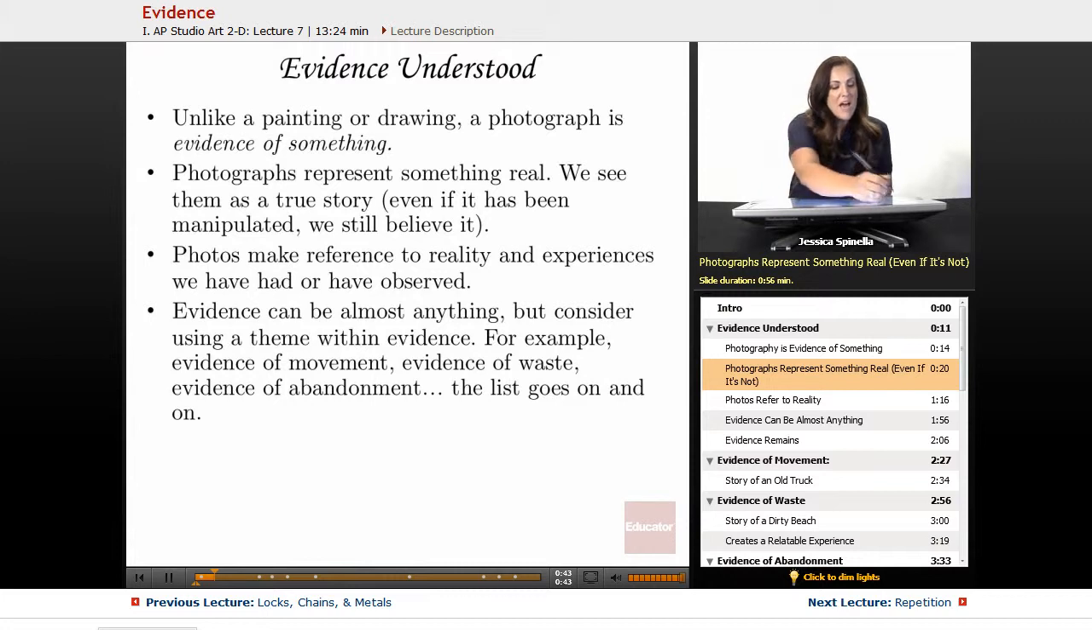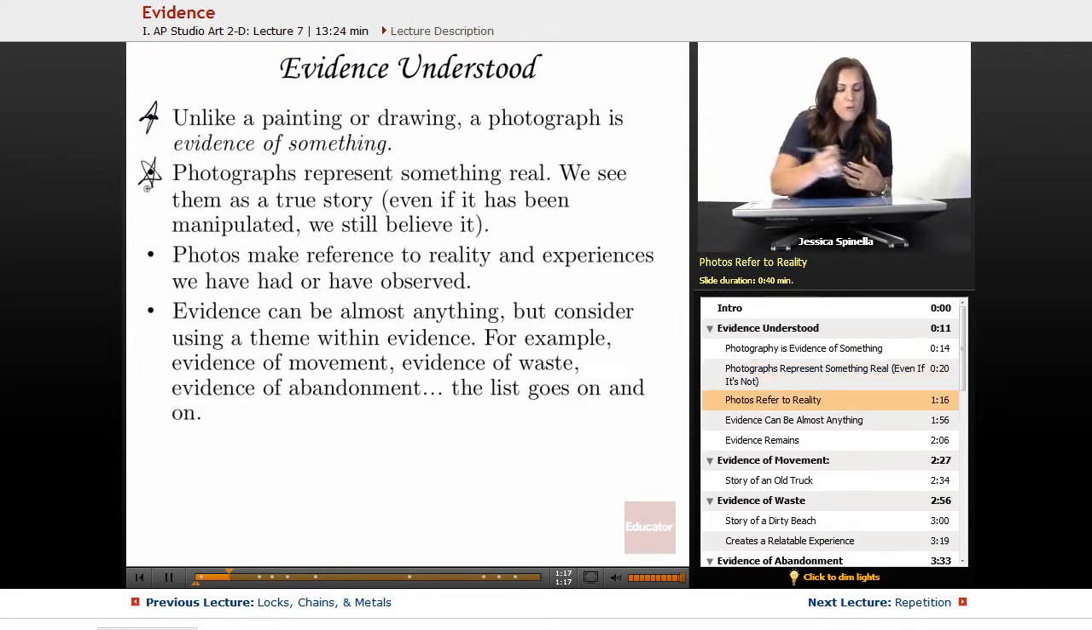All right? So photographs represent something real. We see them as a true story. Even if it has been manipulated, we still believe it. Even though on the cover of a magazine we see these celebrities and beautiful models, we expect that if we were to see them in real life, that is actually what they would look like. Because in our mindset, a photograph is reality-based, right? Whereas with a painting, it's the way that the artist sees it. So even if the photo has been edited in Photoshop or hasn't been edited, no matter what, people believe it is true. They believe it is real. So it's evidence of something.